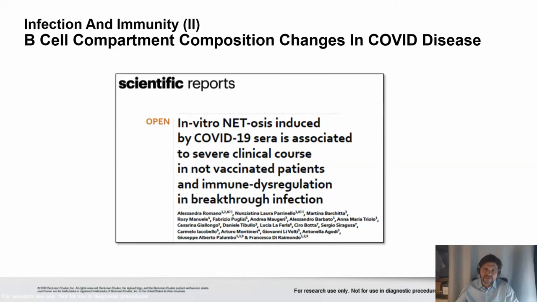Next example, infection immunity. Obviously, if you talk about this these days, you cannot circumvent COVID. COVID is still very prominent in immunological research, here in infection immunity research. And here I would like to show a paper that on the one hand showed that differences in neutrophil function are associated with different courses of disease, but also other deviations in the immune compartments, the B cell compartments, are associated with the severity of the course of disease.